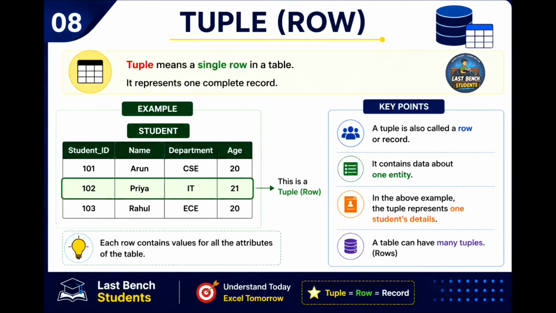A tuple is a single row in a table that represents one complete record. Each tuple contains values for all the attributes of a particular entity. In this example, the highlighted row stores the details of one student. A table can contain multiple tuples, with each row representing a different record.